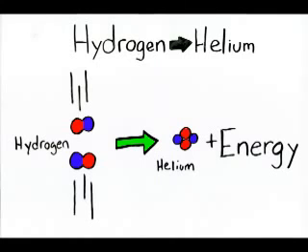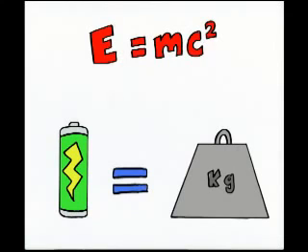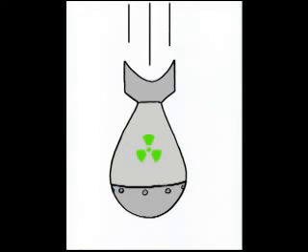Every second, the sun transforms 657 million tons of hydrogen into 653 million tons of helium. The remaining 4 million tons is converted to energy according to E equals mc squared, which states that energy is equivalent to mass. It is for the same reason that a hydrogen bomb is so powerful. The same process is occurring, but on a much smaller scale.